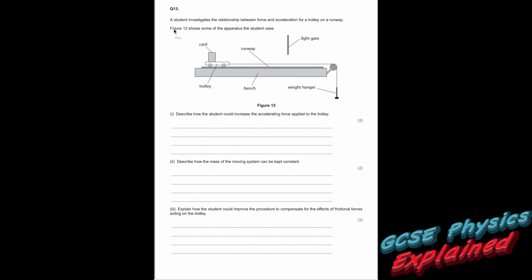Question 13. A student investigates the relationship between force and acceleration for a trolley on a runway. Figure 12 shows some of the apparatus the student uses. Part 1. Describe how the student could increase the accelerating force applied to the trolley. Easy peasy. Let's put some more weights on this end here.